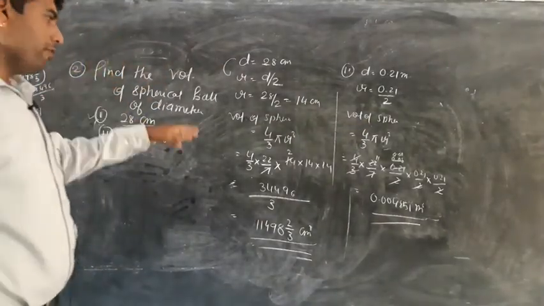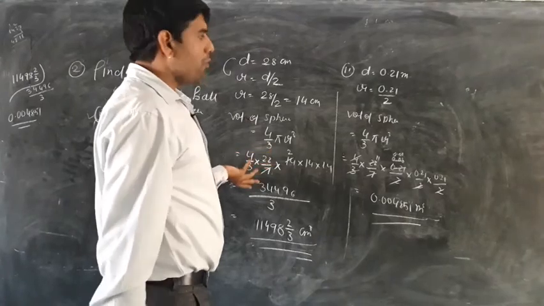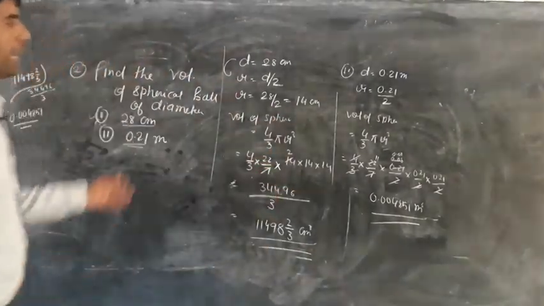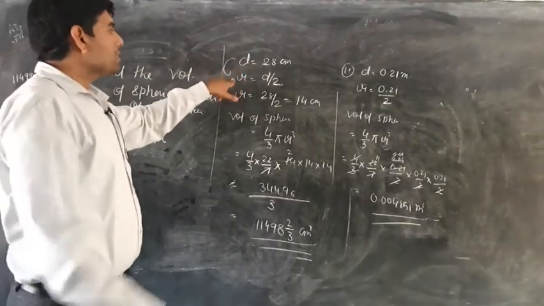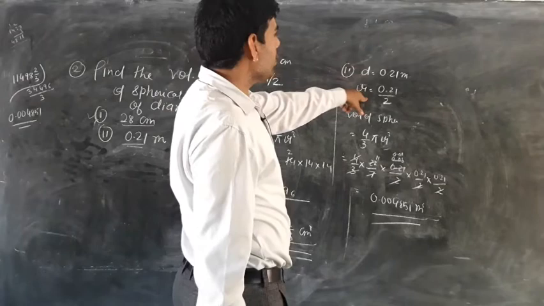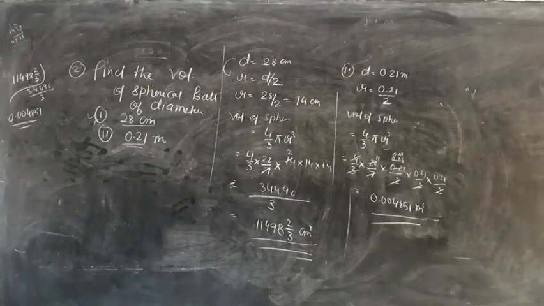Very simple question. Only we put the value for radius and pi. The value of pi has been given as 22 upon 7. Therefore, the volume of sphere. Radius is equal to half of the diameter. We put the value of pi and radius, and we find the volume of sphere.